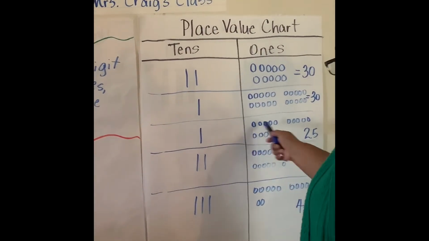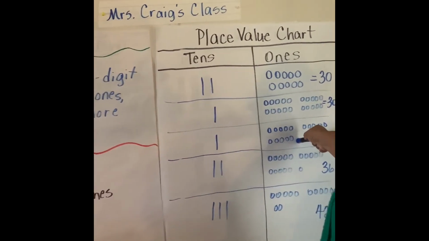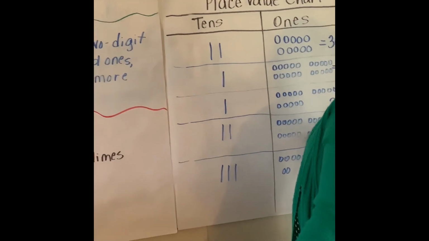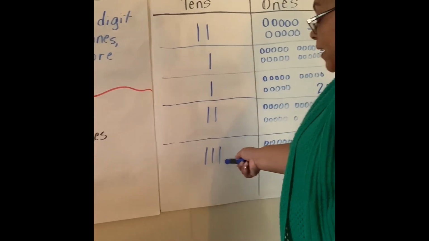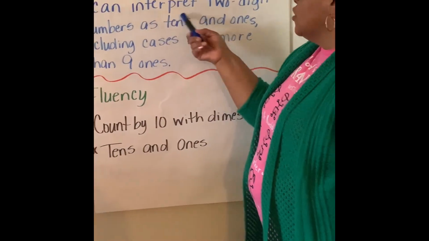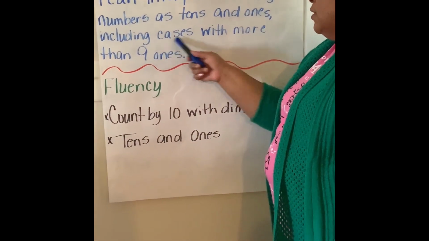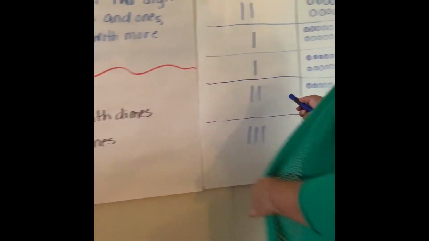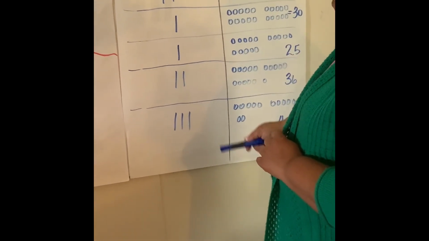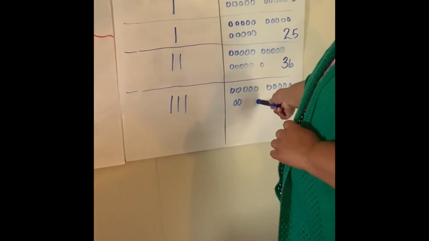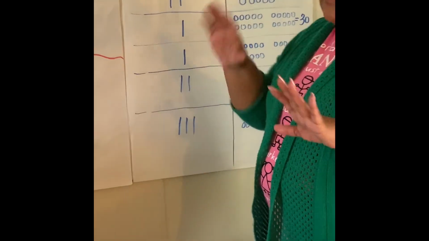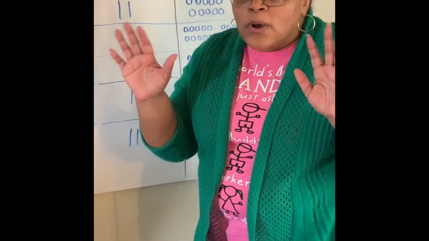Okay? So we did 25 as 1 10 and 15 ones. We did 36 as 2 10s and 16 ones. And we did 42 as 3 10s and 12 ones. Okay, let's go back to our lesson objective. I can interpret two-digit numbers as 10s and 1s, including cases with more than 9 ones. Did we interpret two-digit numbers with 10s and 1s, including cases with more than 9 ones? Did we have more than 9 ones on these? Yes, we did. So this concludes our lesson for today, and I look forward to seeing you again next week. Bye, boys and girls.